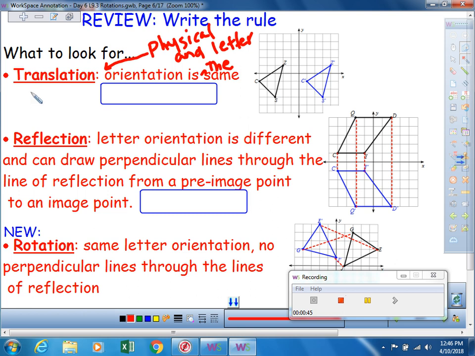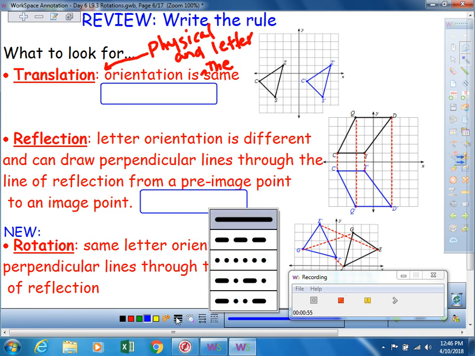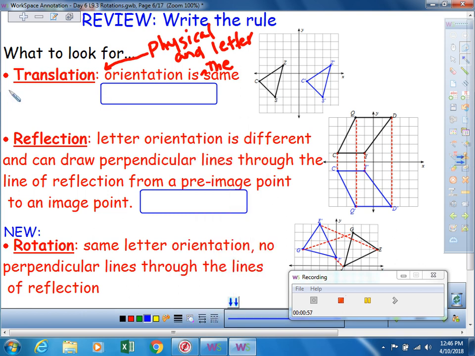Also, when you draw lines, I write this. When you draw lines from letter to letter, they will be parallel.